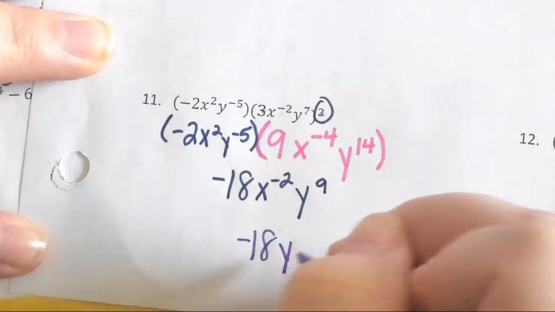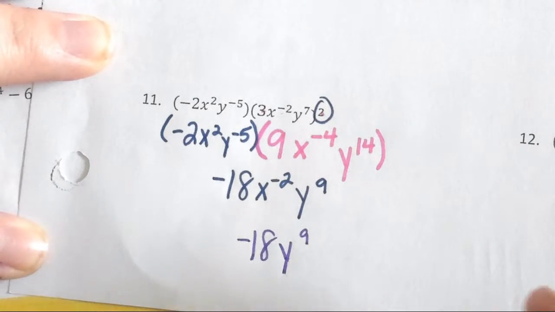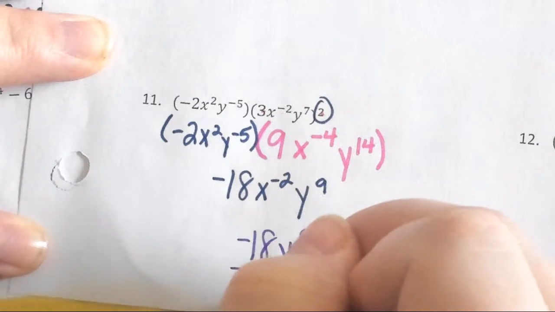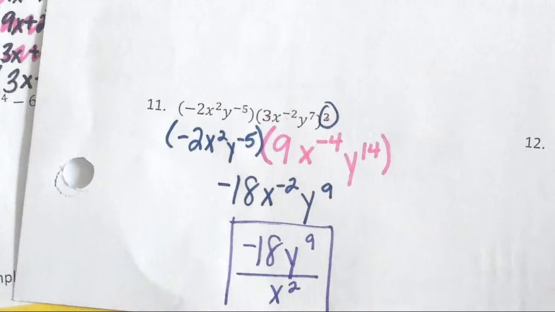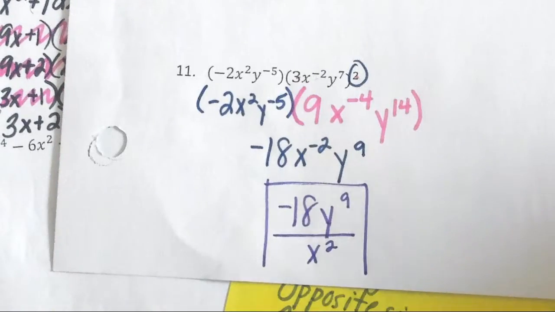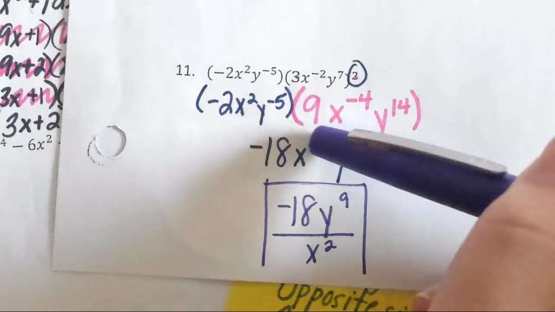I heard you, Nick. I know table 5 was saying as well, but they got enough points at the moment. We're going to give it to Nick. Okay, so it's negative 18 y to the 9th, and we punish the x squared and send it to the bottom because of that negative exponent.